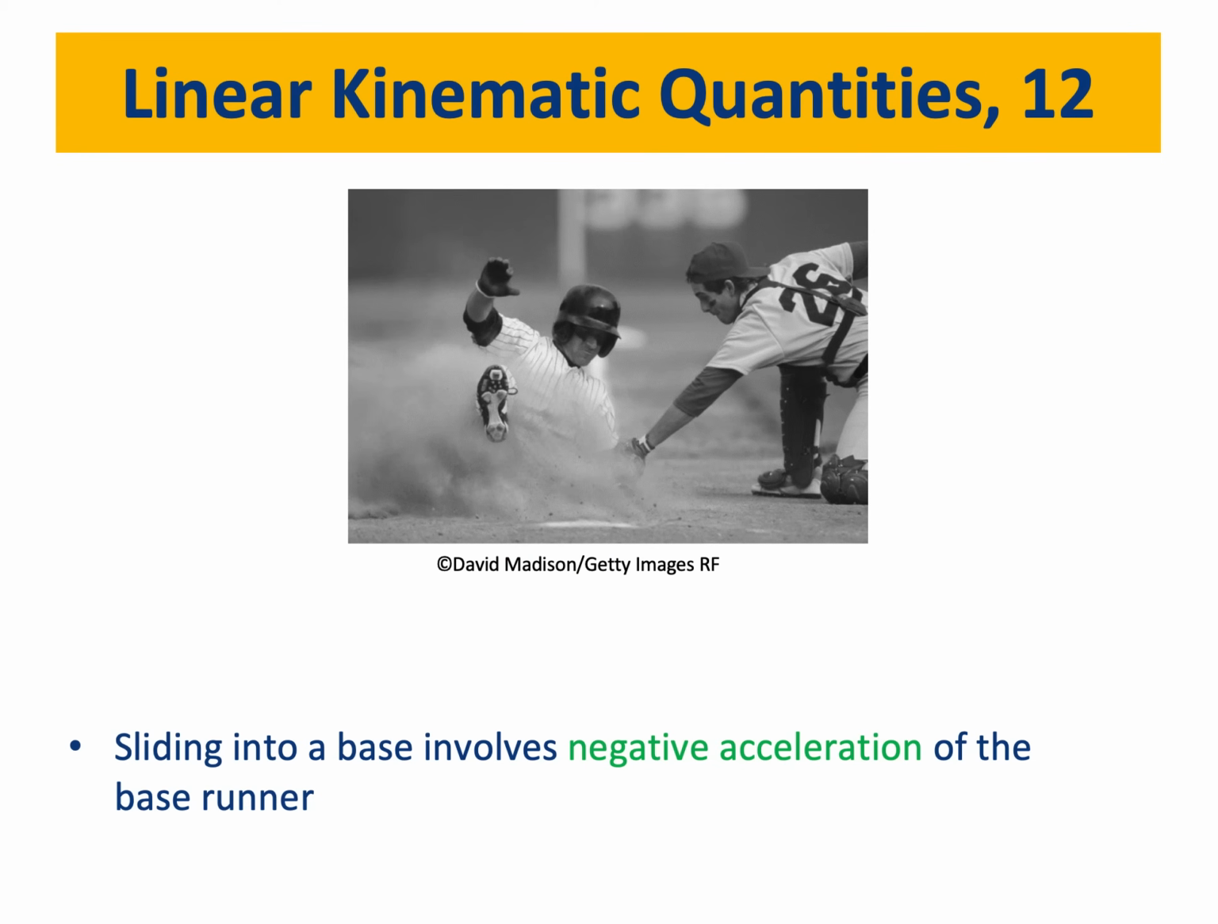And this is an example of how velocity and acceleration would look. Sliding into a base involves negative acceleration of the base runner because the velocity is decreasing, and we are assuming that he's moving in the positive direction from a reference point. That's how we identify this. So I hope that this was a quick overview of the linear kinematics quantities that we need to think of when we think about biomechanics.